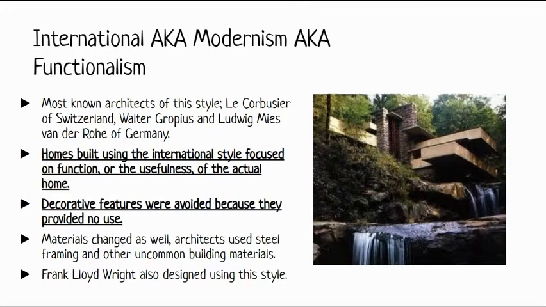Materials change as well. So architects use a lot of steel framing and other uncommon building materials, kind of like you see here. This is more of a contrasting building materials as well. So the brick and then the wide wood as well. This would usually be shingles or siding and things like that, and instead, they went with the full wooden approach to it. Frank Lloyd Wright, also mentioned earlier with the prairie style, also designed using this style.